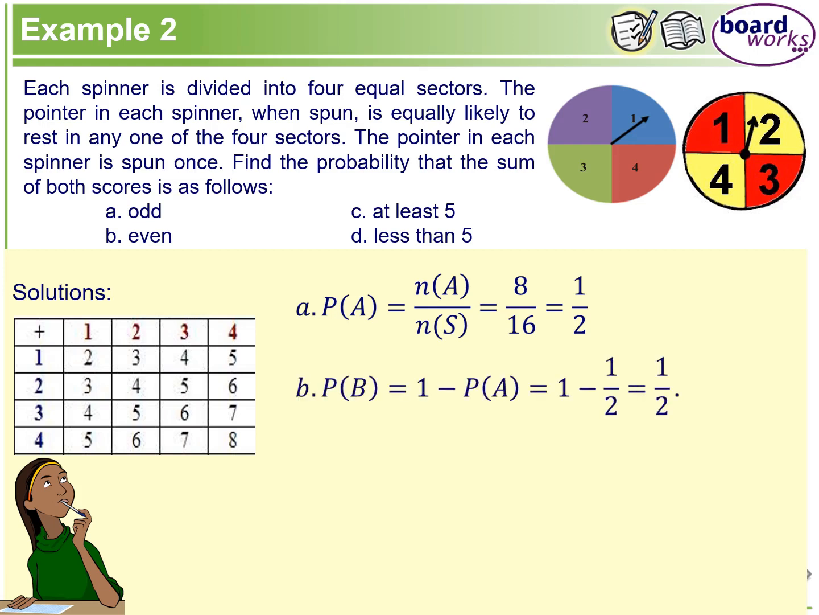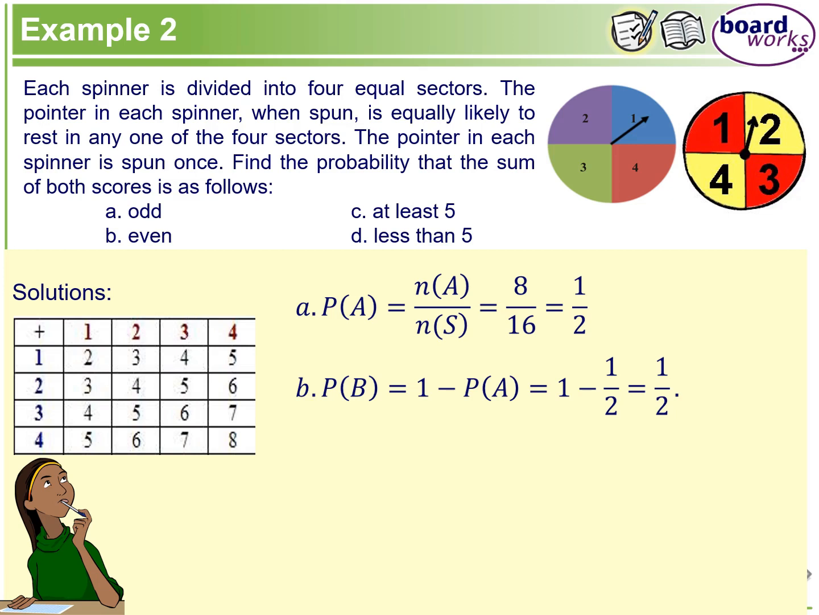Let's have letter B. The probability that the sum of both scores is even. 1 minus the probability of A, which is 1/2. So what is 1 minus 1/2? That is also 1/2. Or you may refer to the possibility diagram. You will just count the number of outcomes which are even. So we have 2, 4, 4, 4, 6, 6, 6. So you will count all of those. So those are equal to 8 over 16, which is also equal to 1/2.